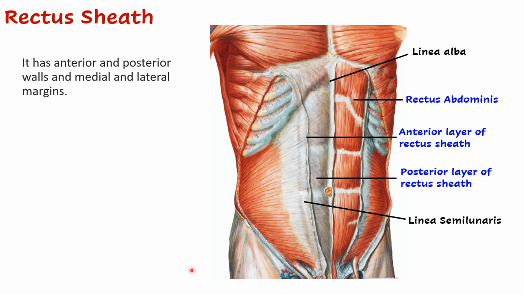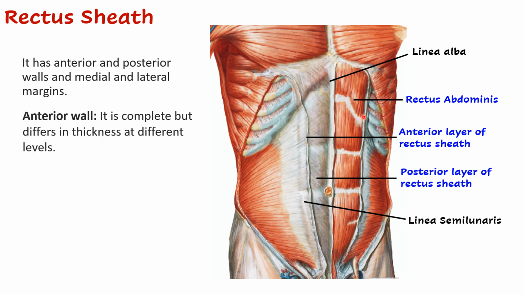And then this sheath has got an anterior wall which has been removed from here, and it has got a posterior wall which can be seen here. So this is the posterior wall, and you can see the cut margins of the anterior wall, right? So that can be seen here. It has got two margins. The medial margin is formed by the linea alba and the lateral margin is formed by linea semilunaris.